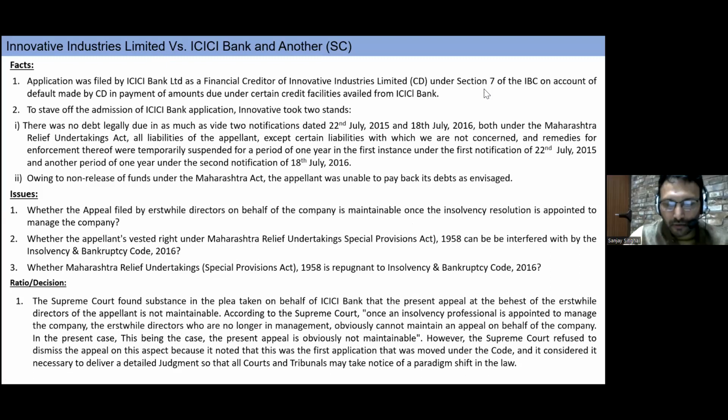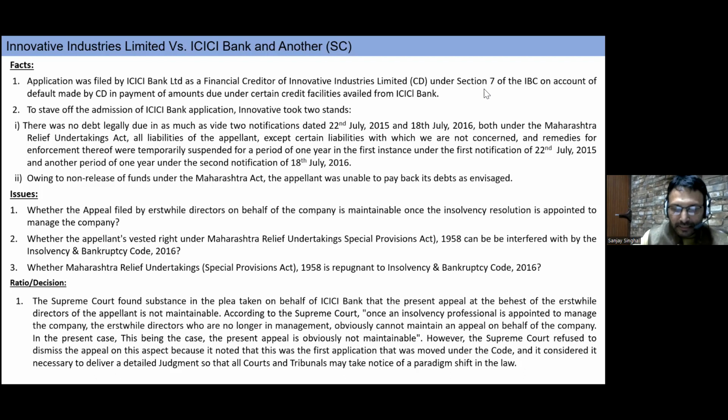So this was one of the first case laws which was filed before the Supreme Court. The judgment given by the Supreme Court was a landmark judgment. So in many exams, questions are still asked from this case law. This case law is Innovative Industries Limited versus ICICI Bank and others. The application was filed by ICICI Bank Limited, the financial creditor of Innovative Industries Limited. ICICI filed the application under Section 7 of the IBC.